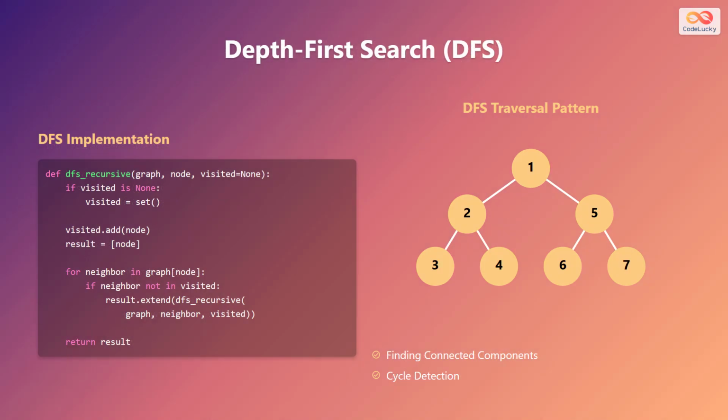Now let's explore depth-first search, also called DFS, another fundamental graph traversal algorithm. In depth-first search, we explore as far as possible along each branch before backtracking. The code on the left shows how to implement DFS recursively in Python. We start with a given node, mark it as visited, and then recursively visit each of its unvisited neighbors. On the right, we have a graph visualization showing the DFS traversal pattern. The nodes are numbered in the order they are visited. DFS is useful for finding connected components and detecting cycles in graphs.